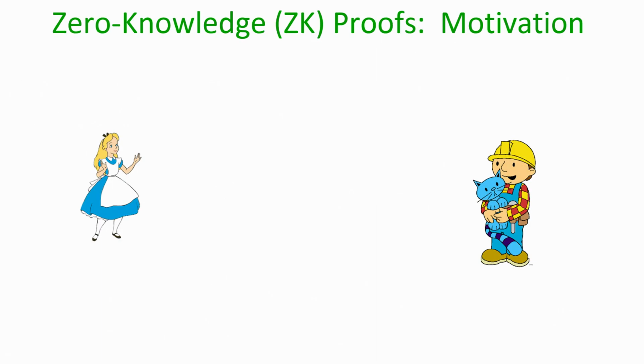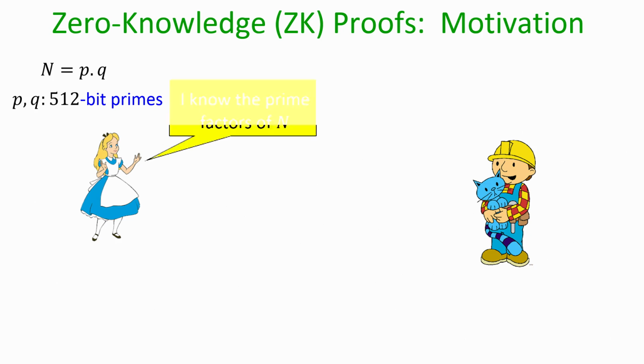So, let us start by trying to understand the motivation for zero knowledge proofs. Imagine we have two parties, Alice and Bob, and say Alice has picked two random prime numbers P and Q, say each of size 512 bits, and she has computed the product of P and Q to obtain the product n, and she goes and claims to Bob that she knows the prime factors of n.